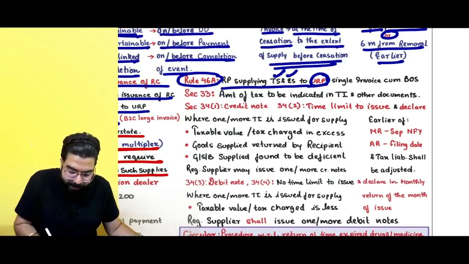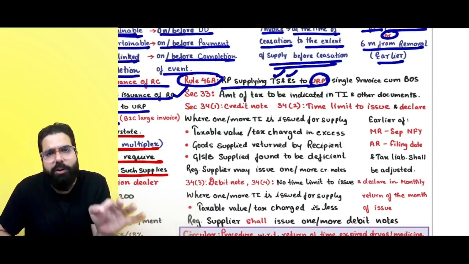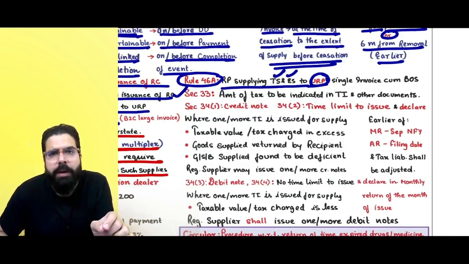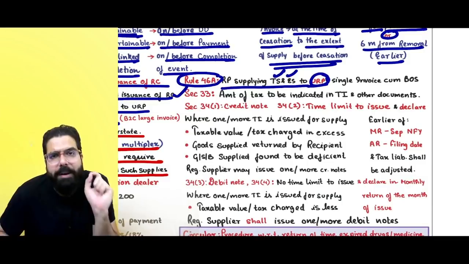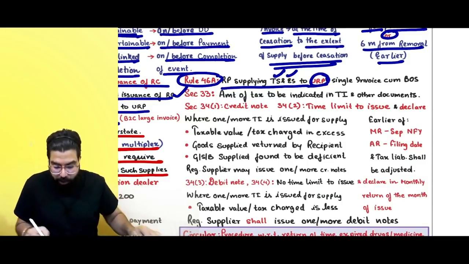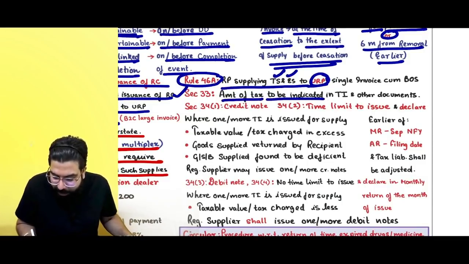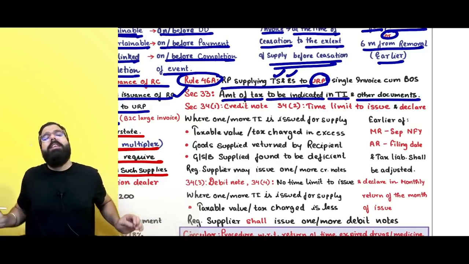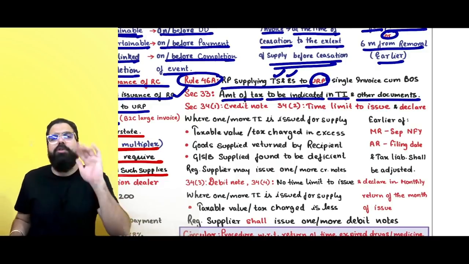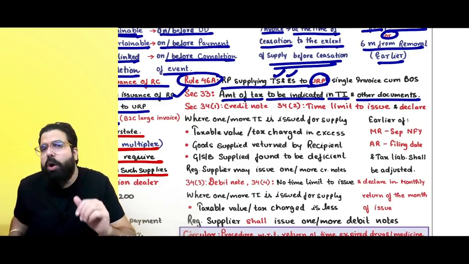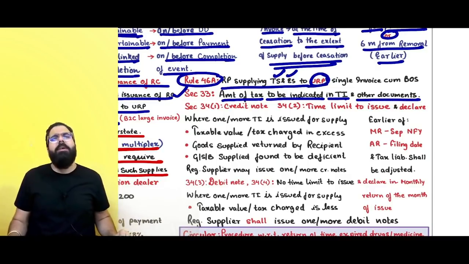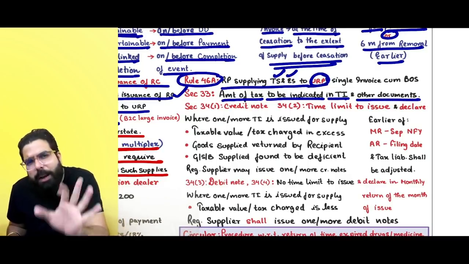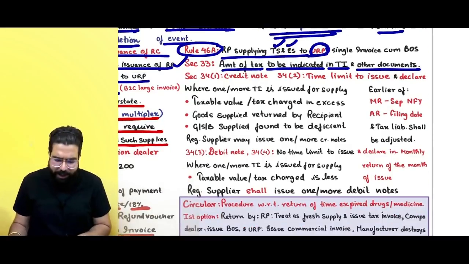Let's go ahead. Section number 33 says whenever you are issuing an invoice or any document, please show the tax amount separately. That's all. Amount of tax to be indicated in the tax invoice and other documents. If I am issuing you a tax invoice, I should show how much tax amount I am collecting. Basically, the tax amount should be shown separately in the documents you are issuing.